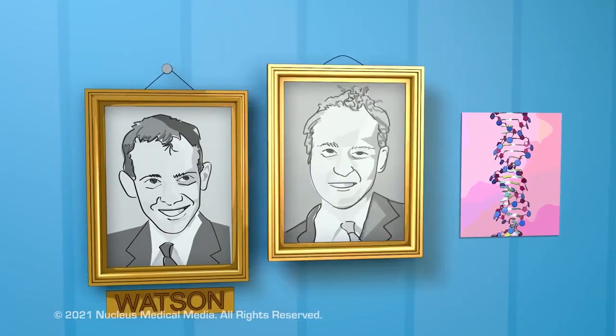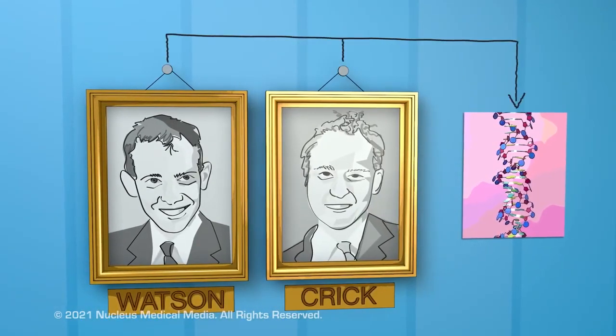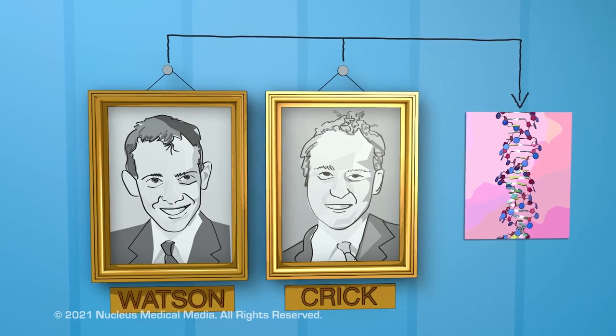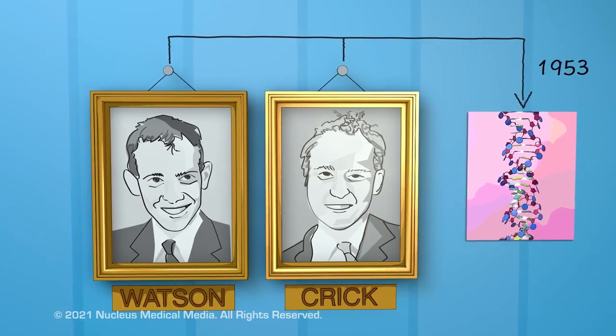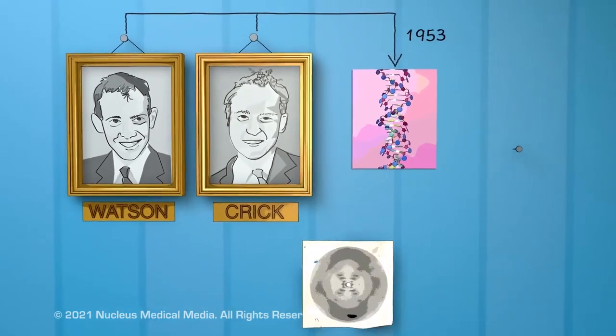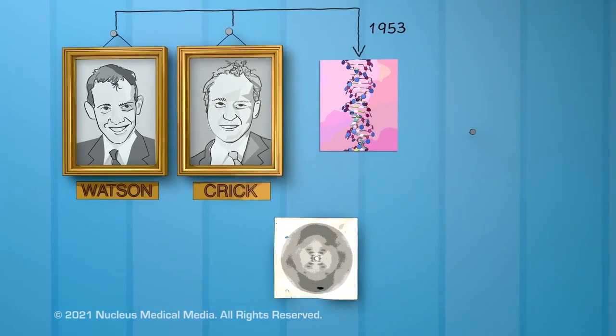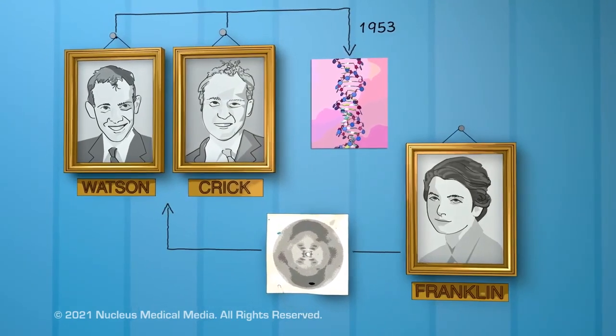James Watson and Francis Crick first described DNA's double-stranded helical structure in 1953, after looking at X-ray images of a DNA molecule taken by Rosalind Franklin.